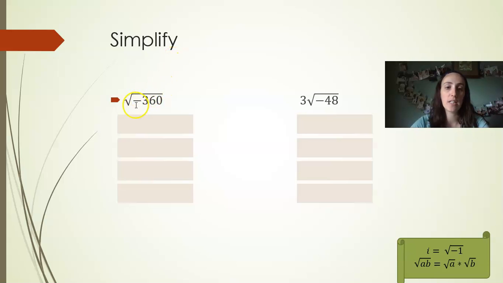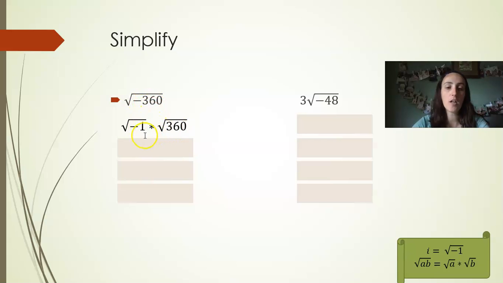And so this first one, it's the square root of -360. So again, we're taking the square root of a negative. We know we're not allowed to do that. So what we're going to do is break this apart into the square root of -1 times the square root of 360. I know that -1 times 360 gives us this -360 that we have up here.